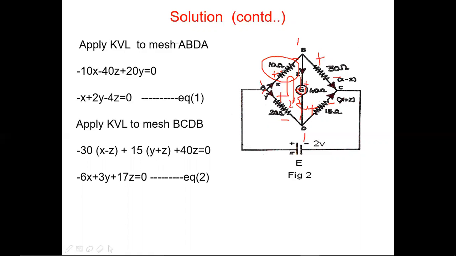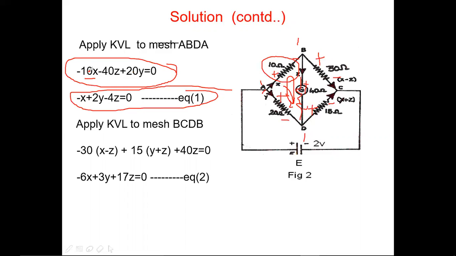So based on this: minus 10x, minus 40 times (y minus z), and the leaving sign is plus 20y. This is the equation. Then I took 10 as a common factor, and it becomes minus x plus 2y minus 4 (y minus z), that is, minus x minus 4y plus 2z... I took 10 as a common factor. It should be in the formation x, y, z, like A, B, C. This is equation number 1.